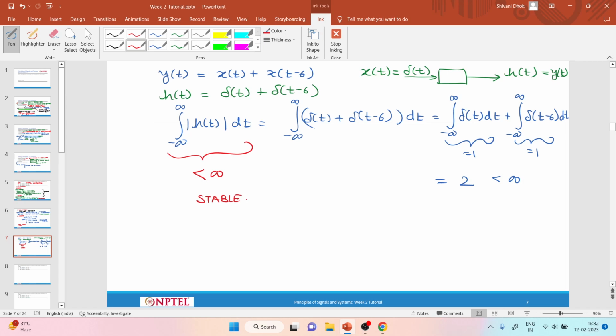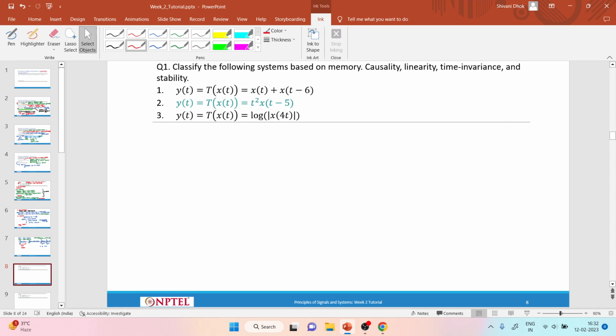Any other doubt? Okay. In these examples, we'll just go with the basic definitions, and we'll look at stability, causality, and other things for LTI systems also in one question. So that will be more clear in that.